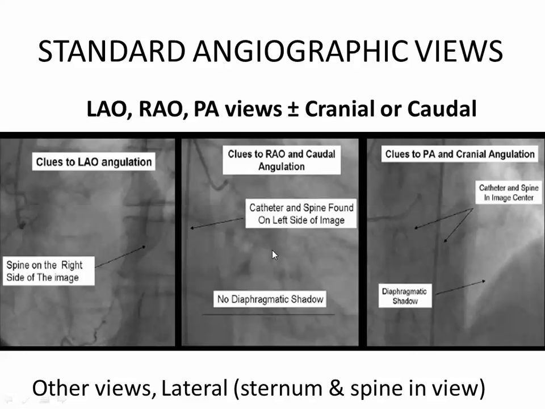What's this view? Yes, it is RAO. This is the shaft. This is the spine. So it's RAO. No diaphragmatic shadow, so it is caudal. What is this?